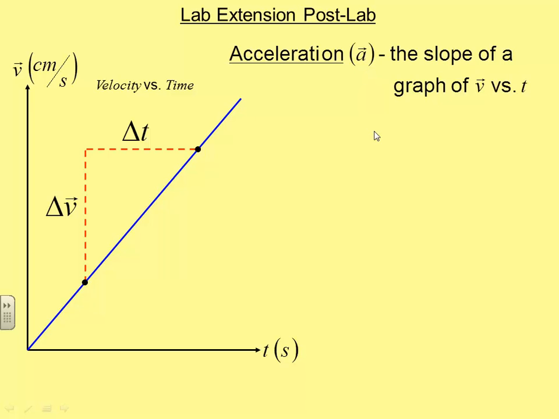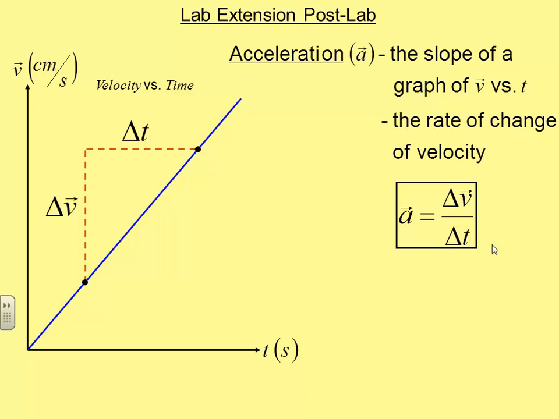Now, we can translate the words into symbols, because if it's the slope of this graph, we know that rise is the change in the velocity and the run is the change in the time. So saying that the acceleration is the slope of a graph of velocity versus time is the same as saying the acceleration is the change in the velocity over the change in the time. Which leads to a second definition, a more mathematical way of saying it. Acceleration is the rate of change of velocity. How quickly your velocity is changing.